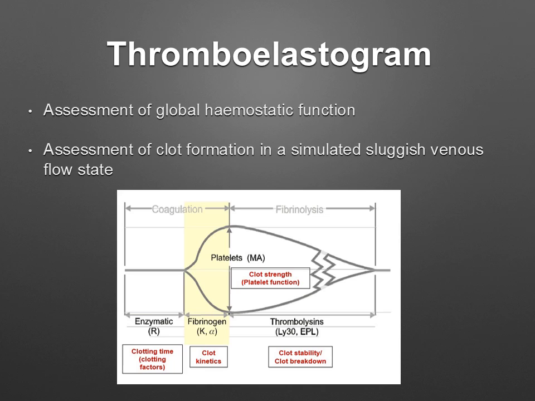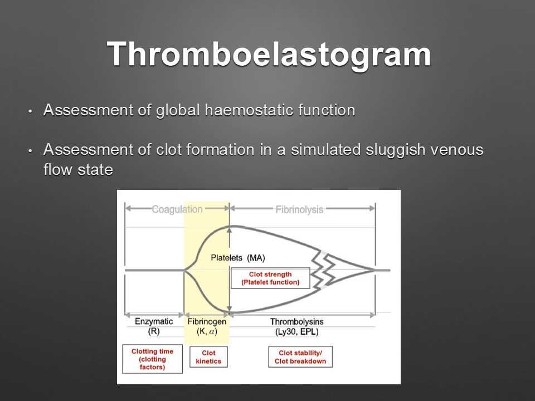The way it works is it assesses clot formation in a simulated sluggish venous flow state. Essentially, we put a tiny bit of whole blood into a pre-warmed cup, which is oscillated at an angle with a slow rotation. There's a plastic pin in there, a blood clot forms behind this pin, and a computer analyzes the signal that gets produced.